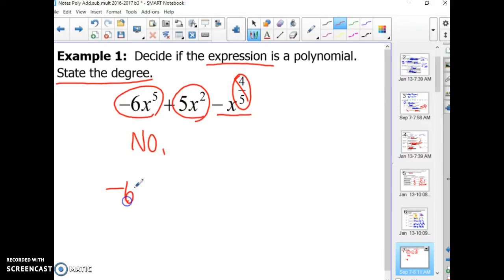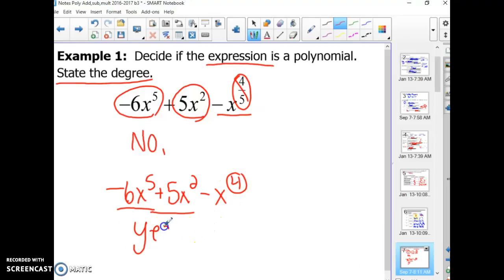If I had this, 6x to the 5th plus 5x squared minus x to the 4th, those first two are polynomials, and then because that's a whole number, down here in the second example, that would be a polynomial. The degree, right, is the highest power, so I look for the highest power. The degree is going to be 5.